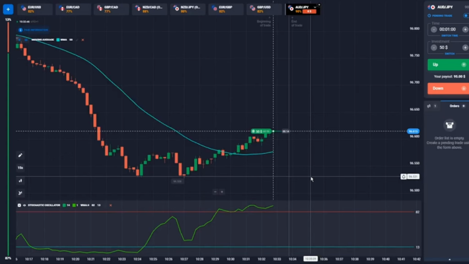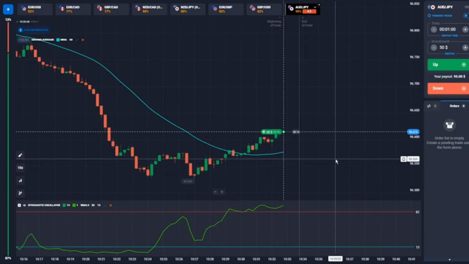The trade on the screen is a call option trade and the entry point is not the best, but I'm sure the trades will close with absolute profit.